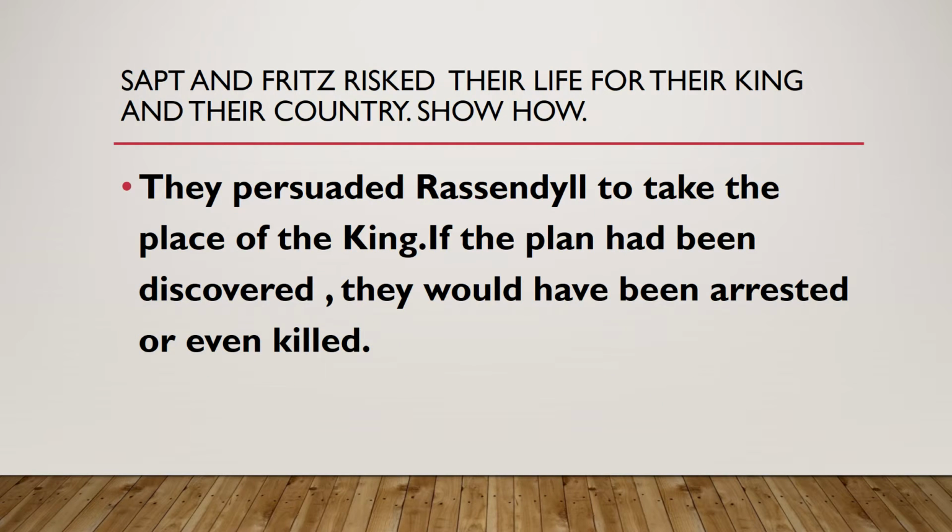For question 3, Sapt and Fritz risked their life for the king and their country. Show how. Yes? Compare your answer with this point. They persuaded Rassendyll to take the place of the king. Then, if the plan had been discovered, they would have been arrested or even killed. Okay? Compare your answer, please.